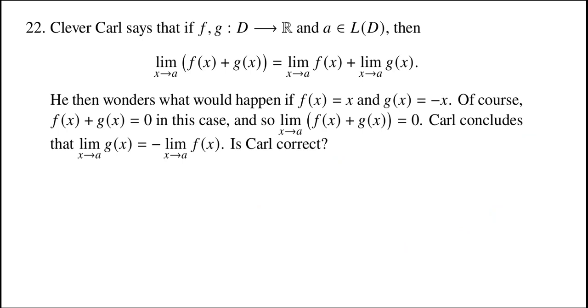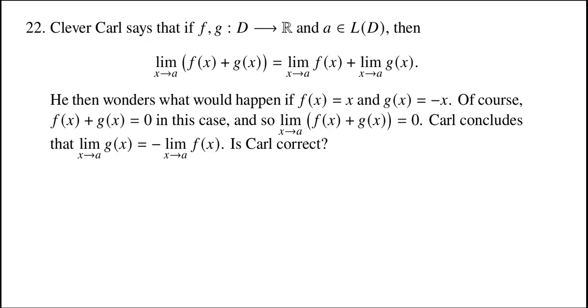All right, so in problem 22, we have the return of Clever Carl. Clever Carl says that if you have two functions with a common domain D, codomain R, and some limit point a, then the limit of a sum is equal to the sum of the limits. Okay, that seems familiar. He then wonders what would happen if f of x was equal to x and g of x was equal to negative x. Of course, he says f of x plus g of x is equal to 0, and so the limit of the sum is equal to 0.